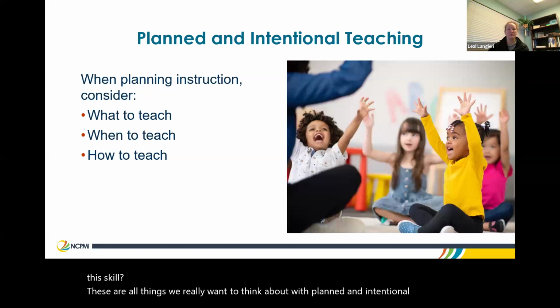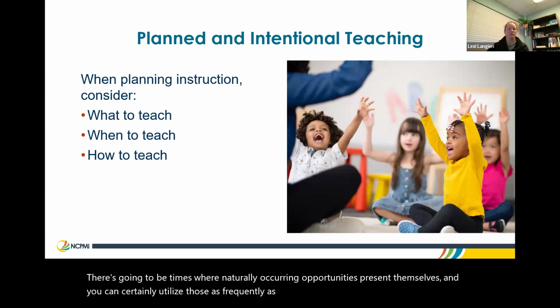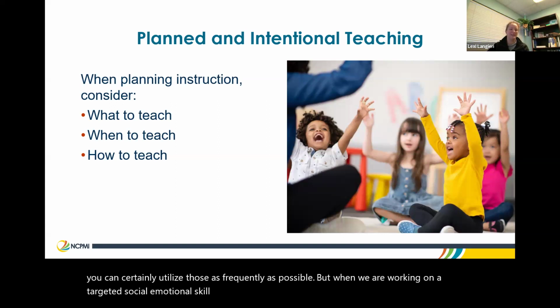There's going to be times where naturally occurring opportunities present themselves, and you can certainly utilize those as frequently as possible. But when we are working on a targeted social emotional skill, we want to plan and intentionally teach that skill as well.